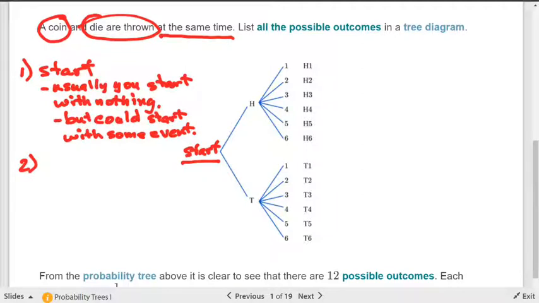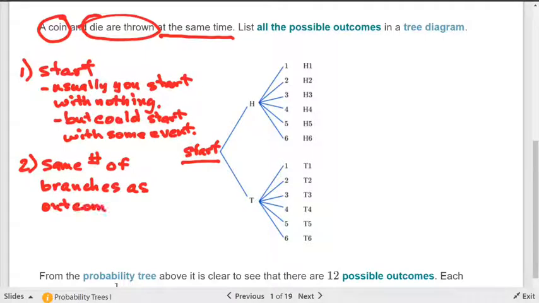Then you'll get the same number. Remember that hashtag is the symbol for number. It doesn't always just mean you're on Instagram or whatever, okay? So, all right, same number of branches as outcomes for the first event, or for the first experiment. Now write that down, and then I'll explain it.